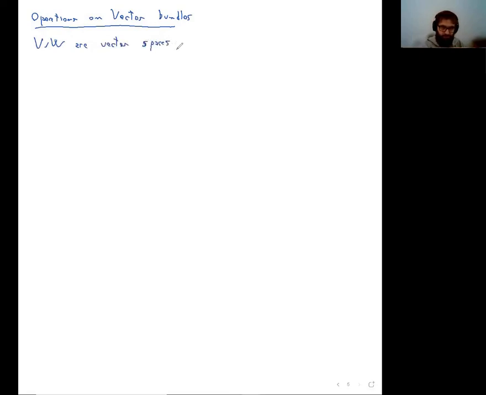So once you have bundles, in particular vector bundles, we're interested in creating new bundles. So, operations on vector bundles. For instance, one thing you know: if V and W are vector spaces, good old vector spaces, we know how to create new ones. For instance, we know how to sum them. We know how to take the dual of a vector space.